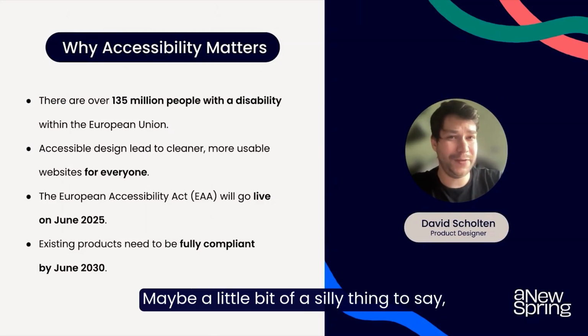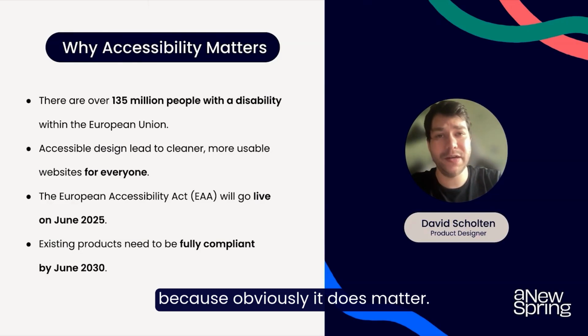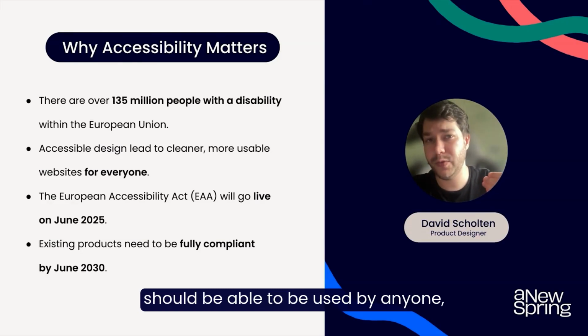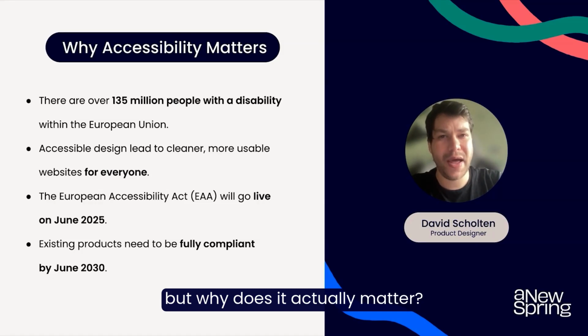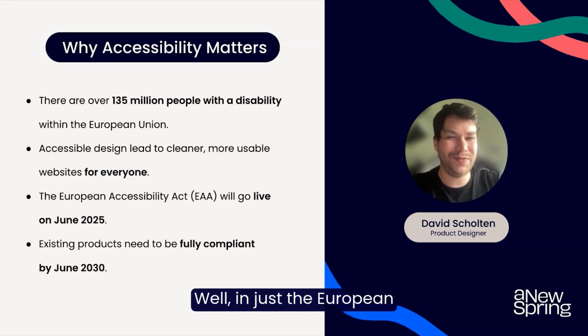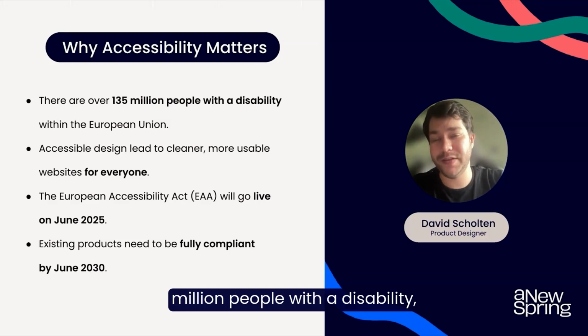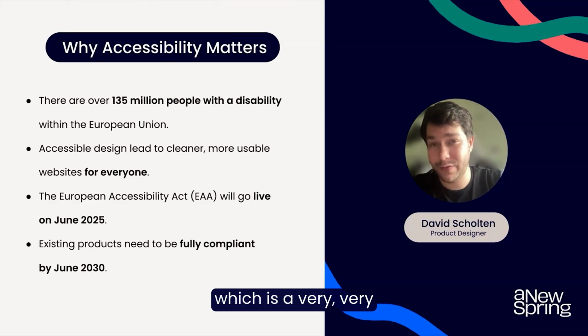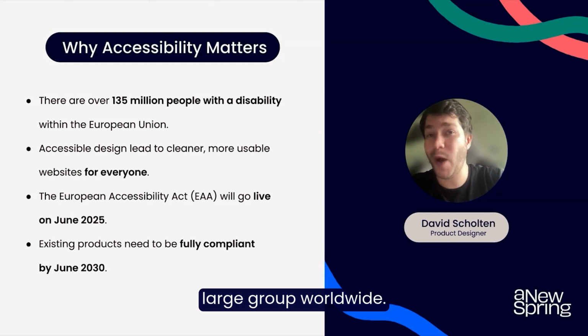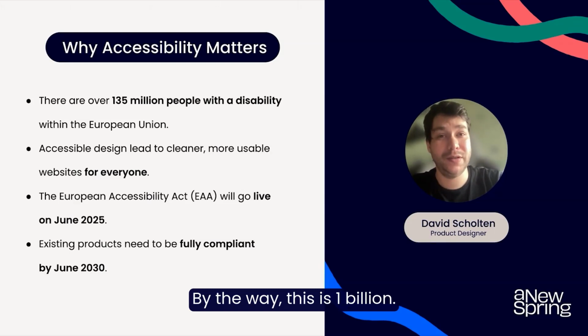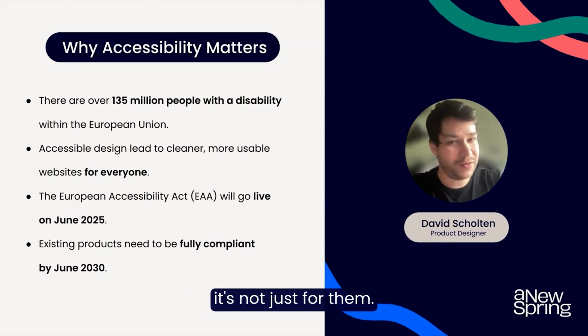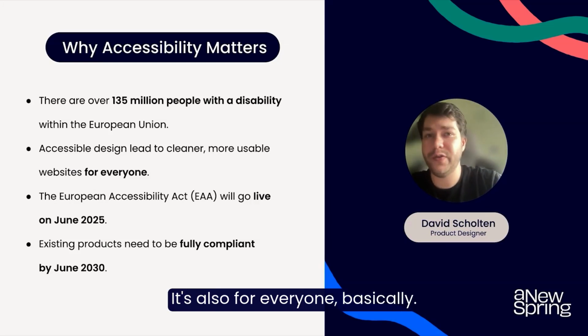Maybe a little bit of a silly thing to say because obviously it does matter. We can all agree that a website should be able to be used by anyone, but why does it actually matter? Well, in just the European Union alone, there's 135 million people with a disability, which is a very, very large group. Worldwide, by the way, this is 1 billion. So that's one thing.